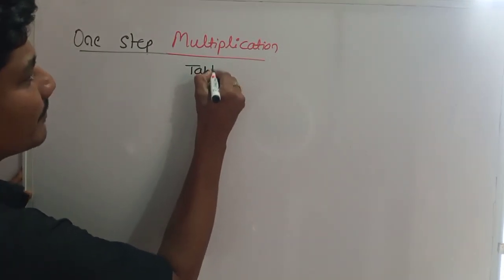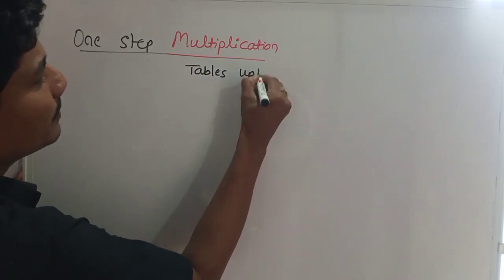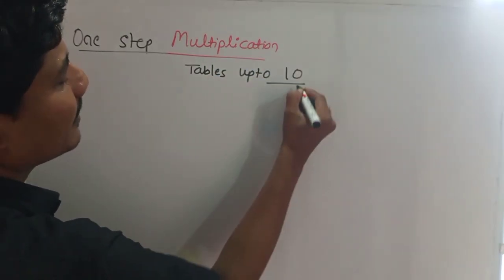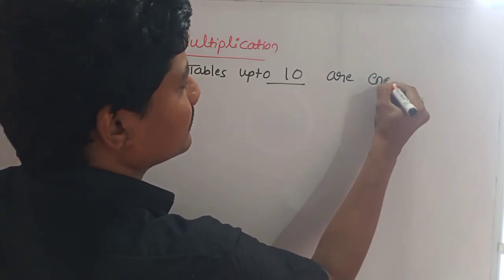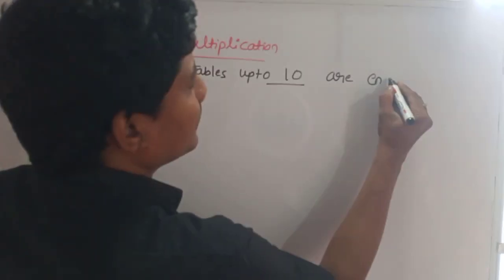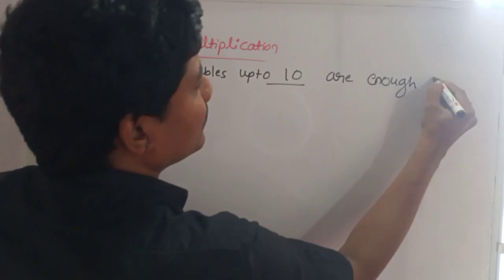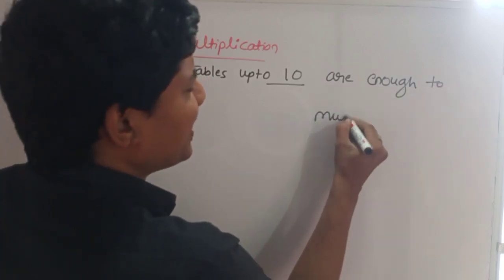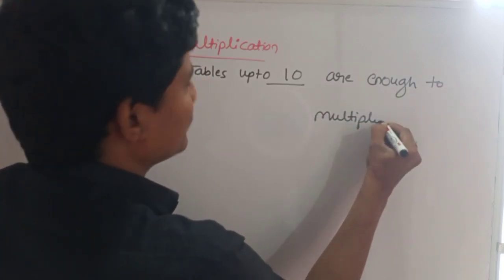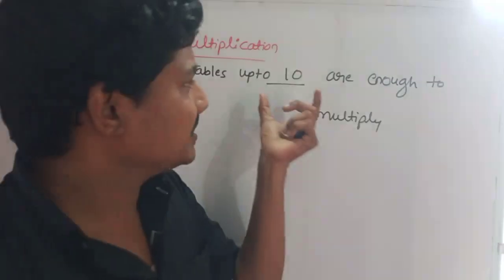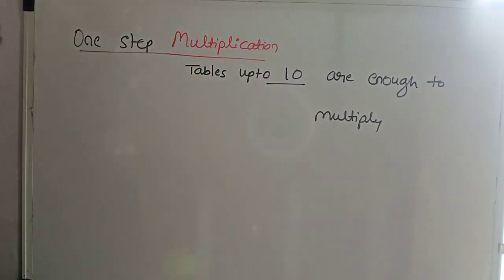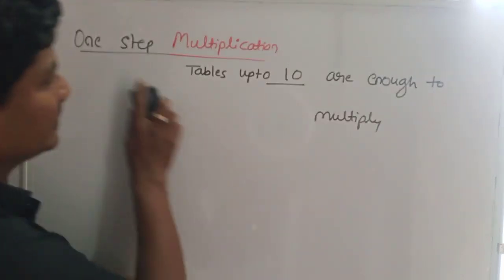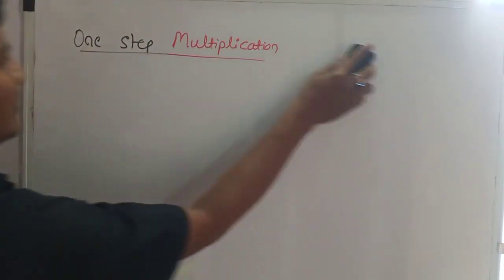Let's proceed with the next topic, that is tables. To understand this concept is very easy, tables up to 10 are enough. Multiplication tables up to 10 are enough to multiply. Remember this. Let's go with the next set of numbers.